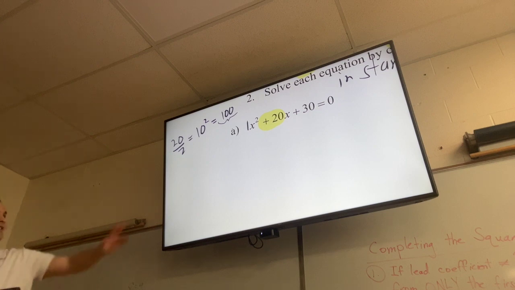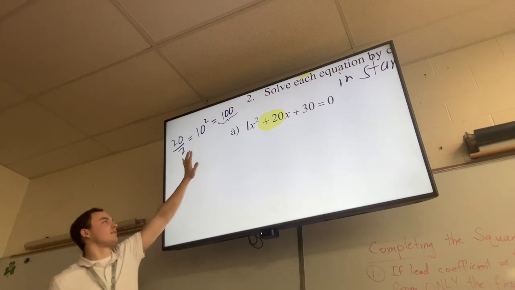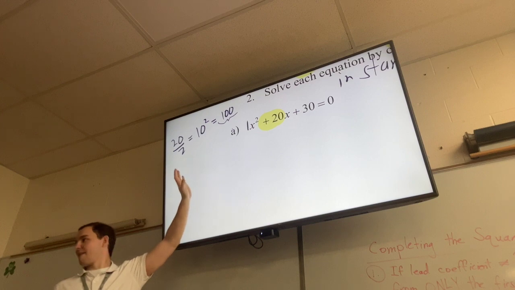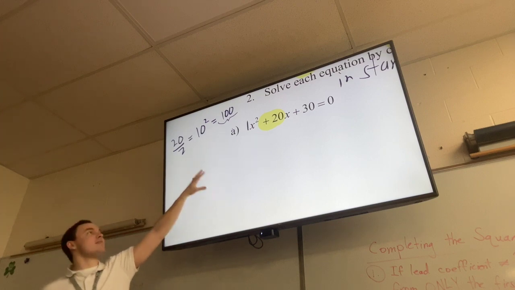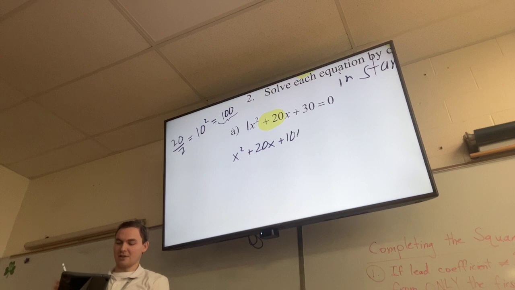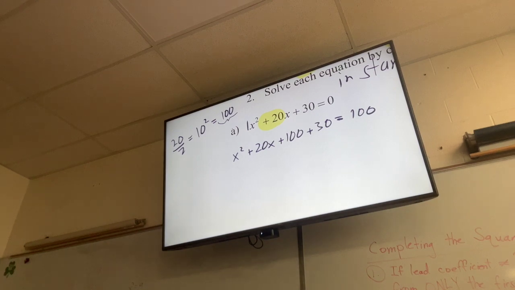I took 20, the number next to x, I divided it by 2, and then I squared it. So 20 divided by 2 is 10, and 10 squared is 100. Is that a step you do every single time? Yeah. Then I'm going to add 100 to both sides of this equation, but I'm not going to combine my like terms on the left. It's going to be x squared plus 20x plus 100 plus 30 equals 100.